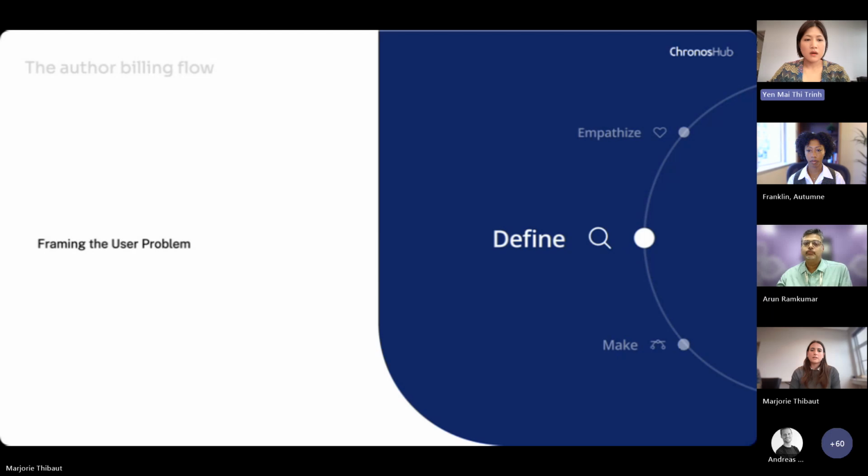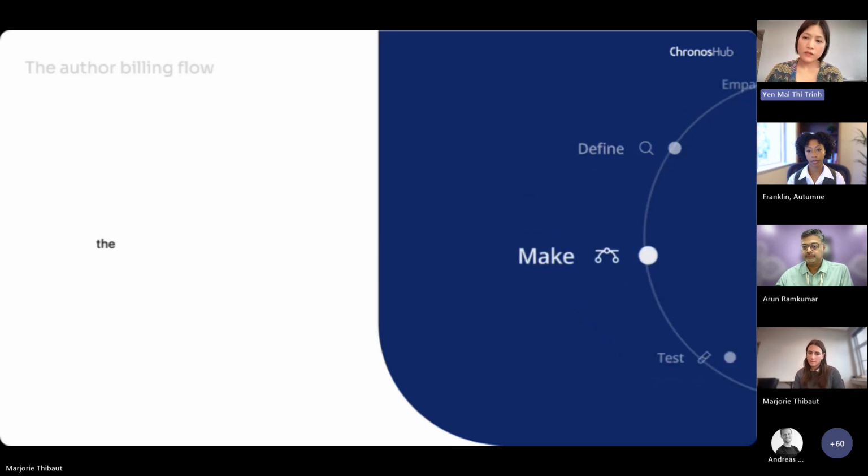Then we have the define step. So it's about framing the user problem. After gathering insight from stakeholders' input, we ran a cross-functional alignment workshop to define our problem statement and agree on the key user needs. So we considered the user needs and the user and publisher context to define the user needs statement and the problem statements, which brings us to the make step.